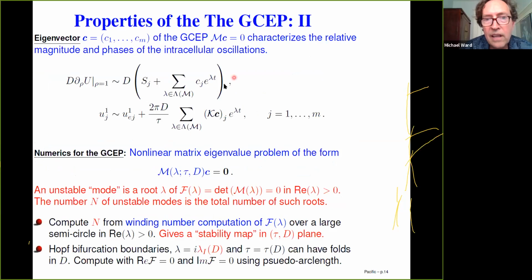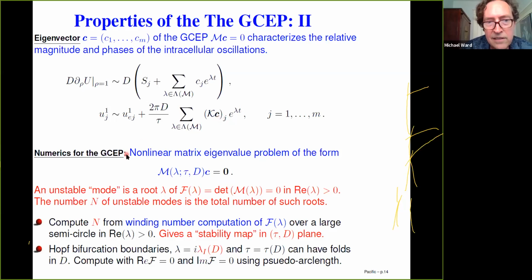Now, the eigenvector of this GCEP matrix has information on its own. The eigenvector determines, what is this crazy looking formula? This determines the buildup of the bulk chemical just outside the cells. Moreover, the jth component of this eigenvector determines the relative magnitude of the size of the intracellular oscillations near a bifurcation point, near onset.